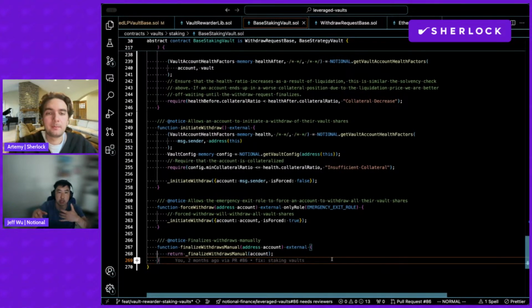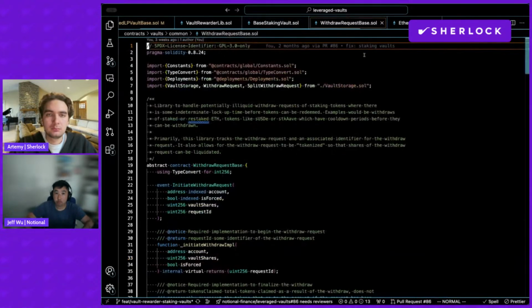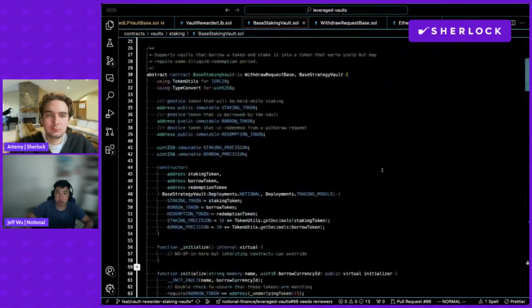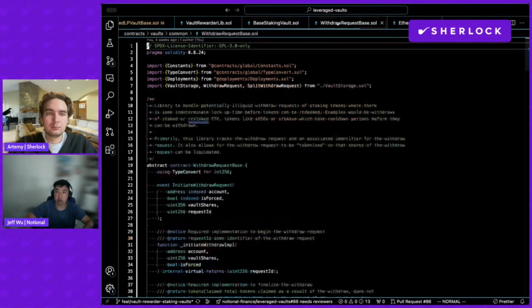It won't actually remove the funds from the account or do anything like that. It just kind of gets the funds off the external protocol back onto the vault. So the withdrawal request base, this is inherited here. You can take a look at it.